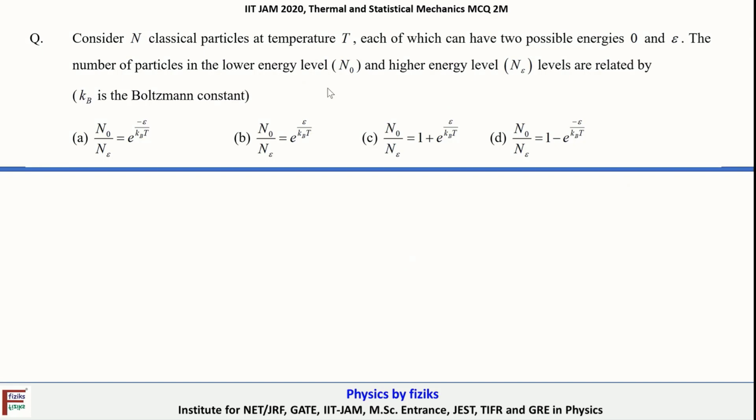So here the statement is, we are given a system of n classical particles at a certain temperature T, each of which can have two possible energy states. So we are given a system of n classical particles, and there are two energy states in the system. Let's label these energy states as 0 and E.